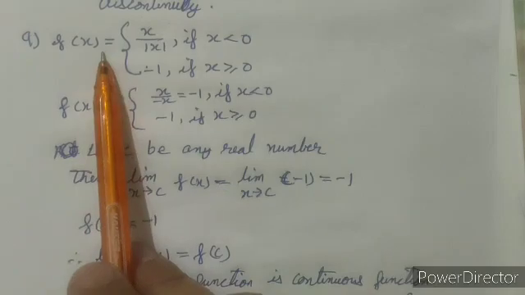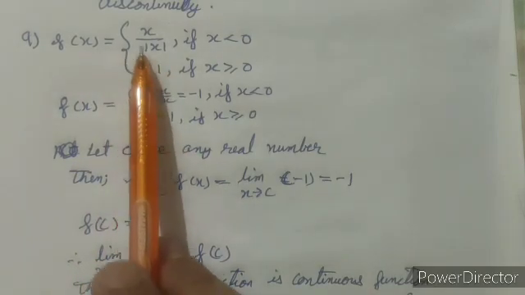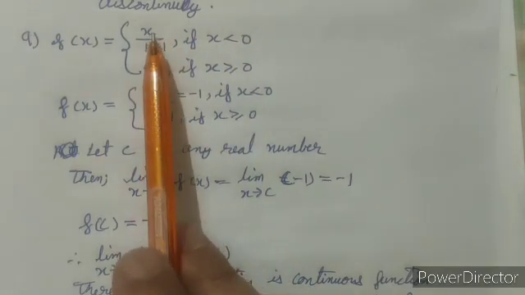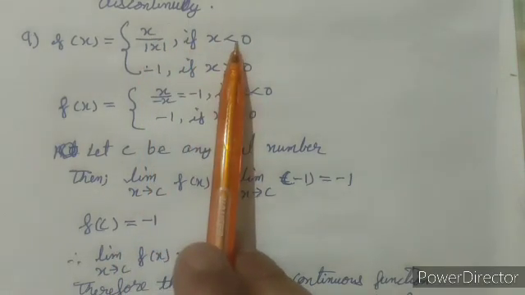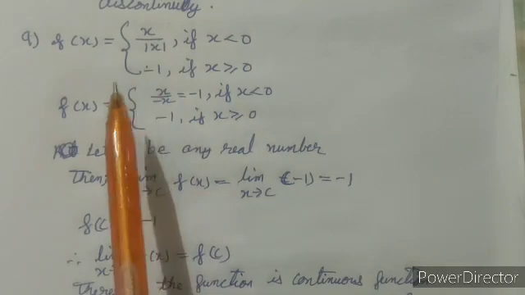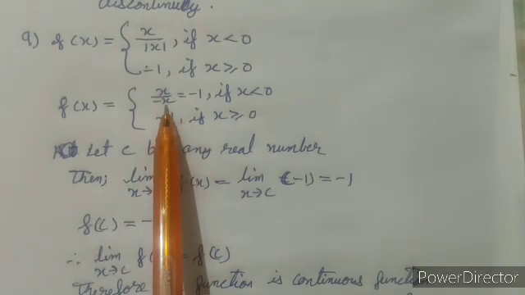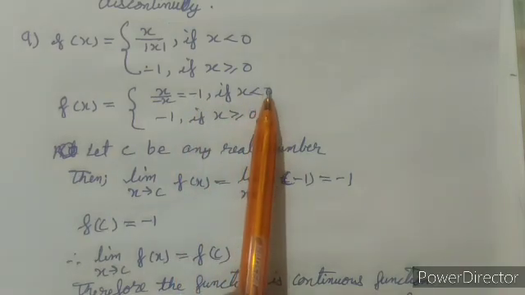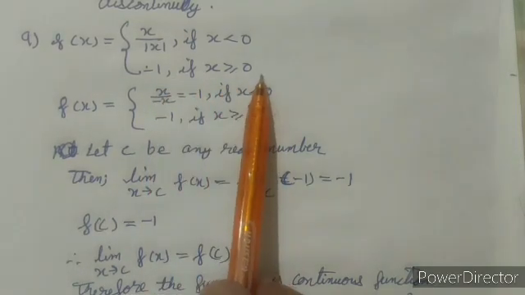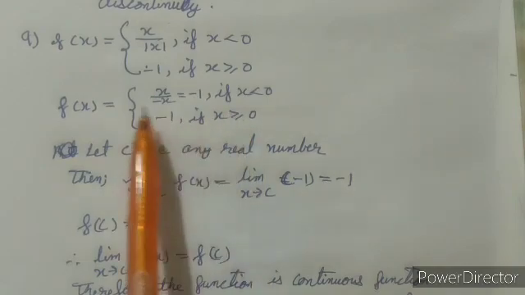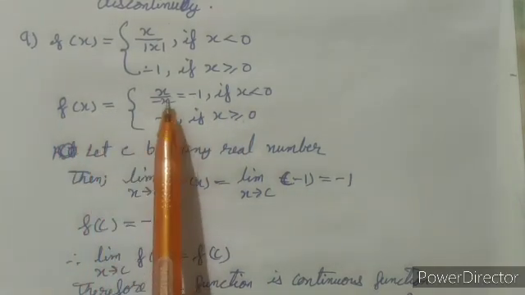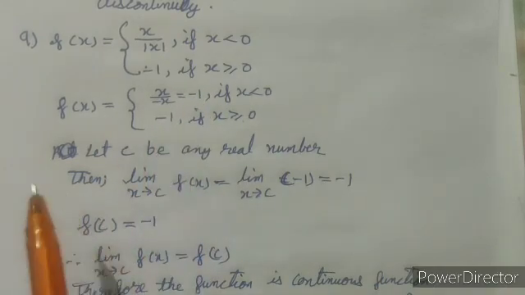And in question number 9, the function is given to us. Now here, for x less than 0, the value of the function is x upon mod x. For less than 0, mod x will be negative, so it can be written as x upon minus x, and that will be equal to minus 1 for x less than 0. And it is minus 1 for x greater than or equal to 0. That means the value of the function at all integral points is equal to minus 1.